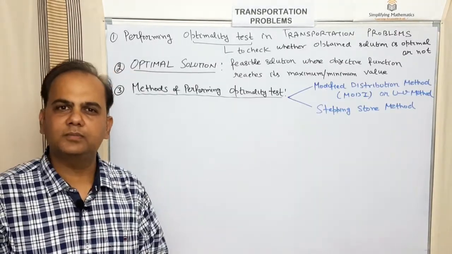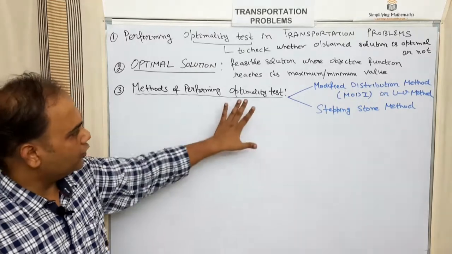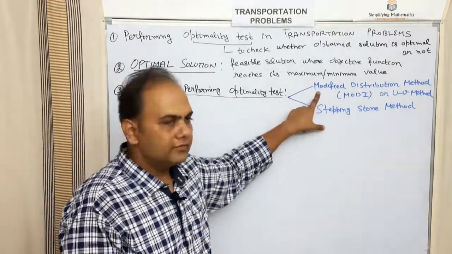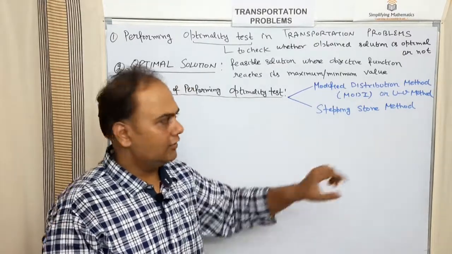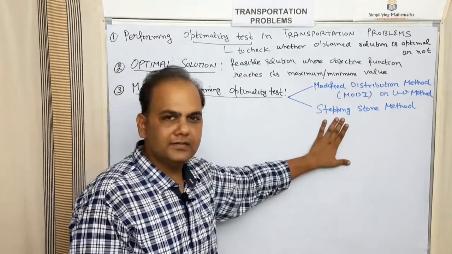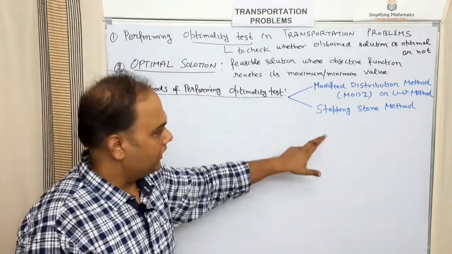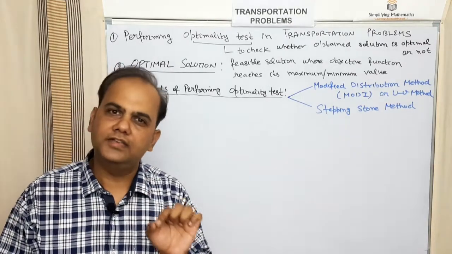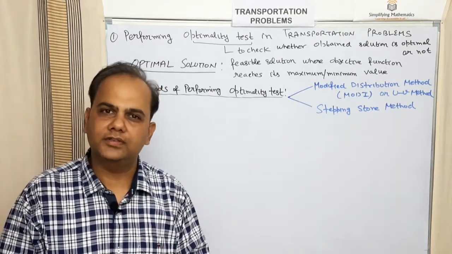Now next are the methods of performing optimality test. So there are two methods of performing optimality test in transportation problem. The first one is the modified distribution method or MODI method. This is also called UV method. And second is the stepping stone method. So by these two methods we can perform the optimality test on the initial solution obtained in the transportation problem.